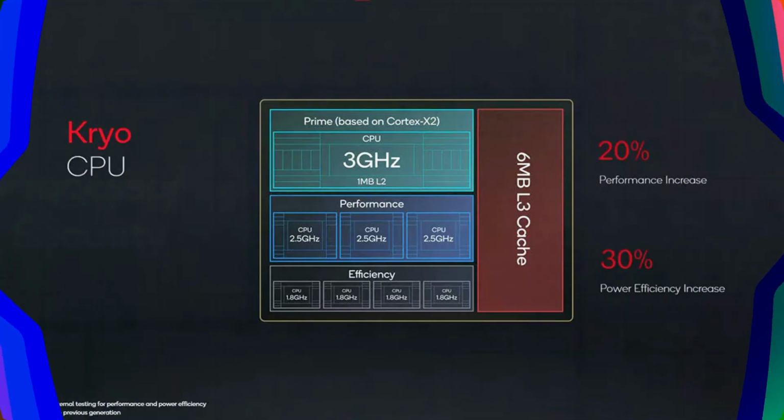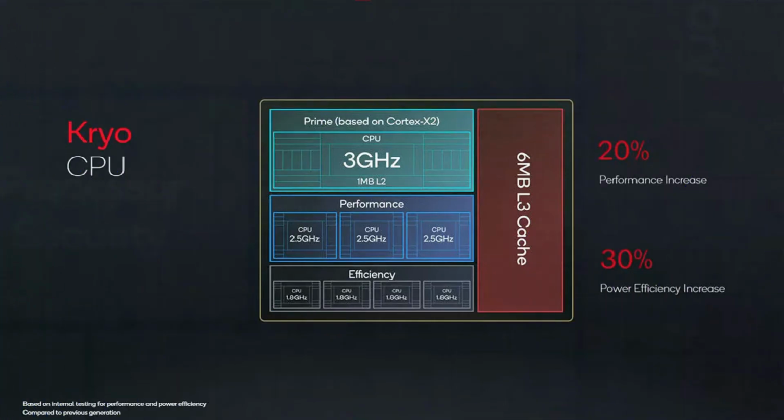In case you don't know what that means, it means the current Qualcomm flagships have a CPU with 1 prime CPU core, 3 middle CPU cores, and 4 power efficient CPU cores.